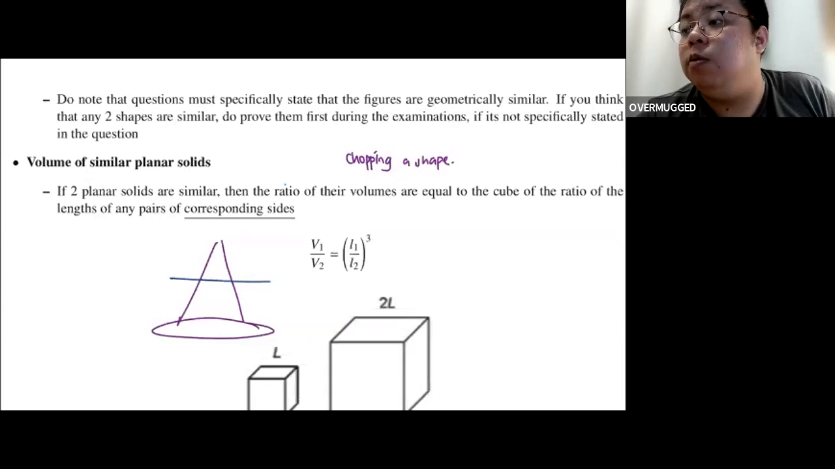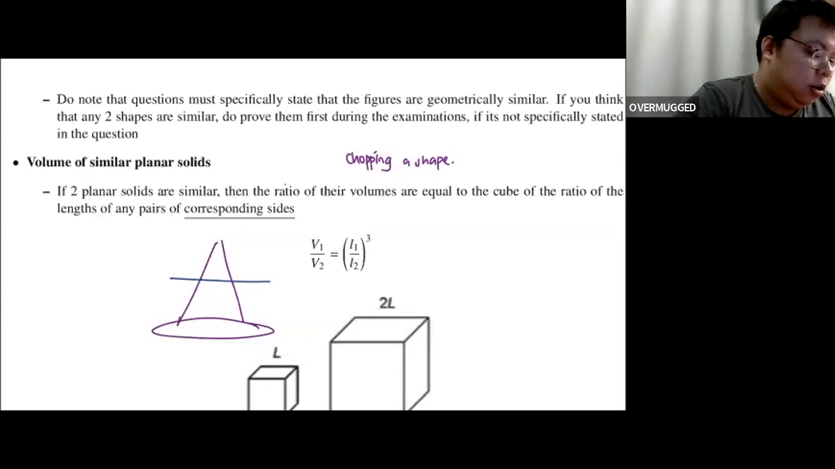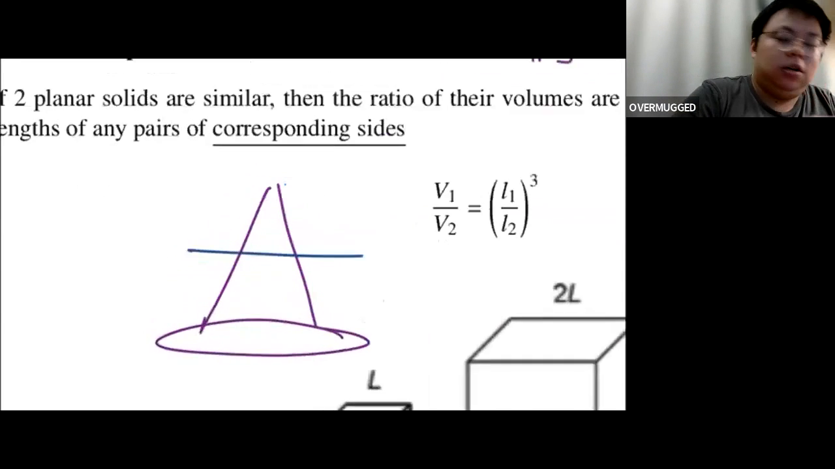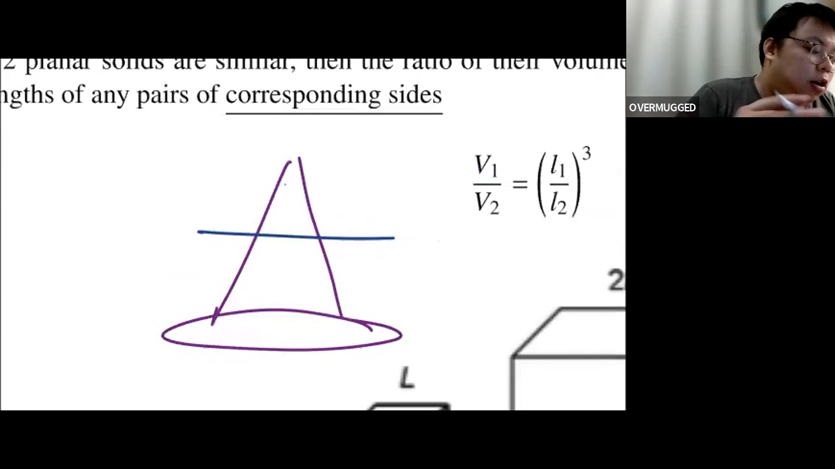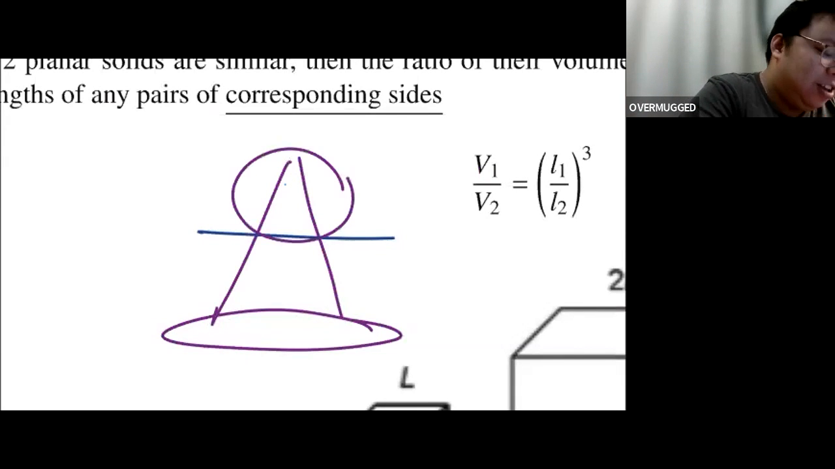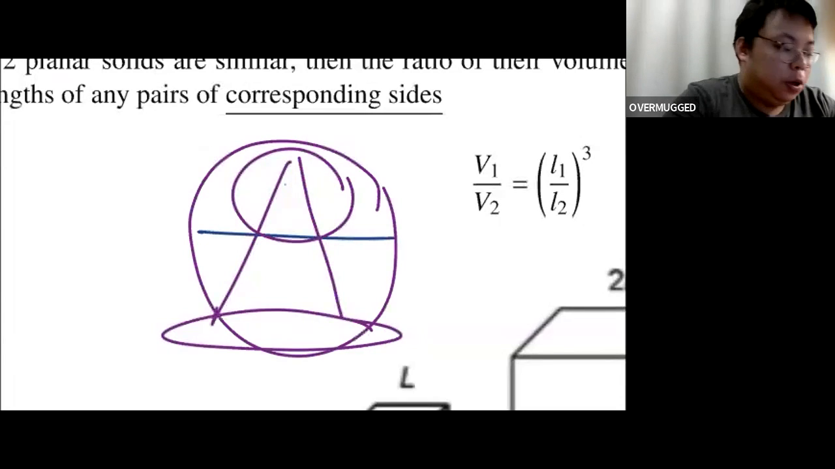For chopping of a shape, if you cut a cone, wouldn't the tip be gone already though? Okay, to whoever asked that, the question is very cute. So when I chop the figure, I'm talking about this part. It's geometrically similar to the whole thing. I'm not talking about the below part.